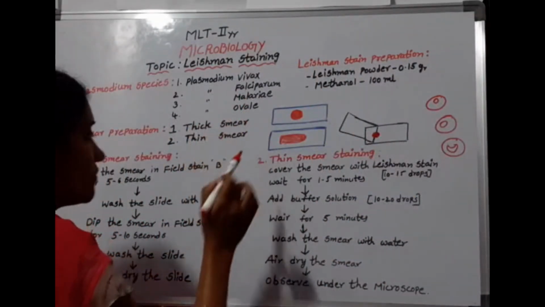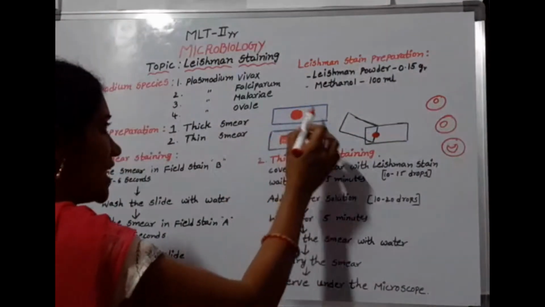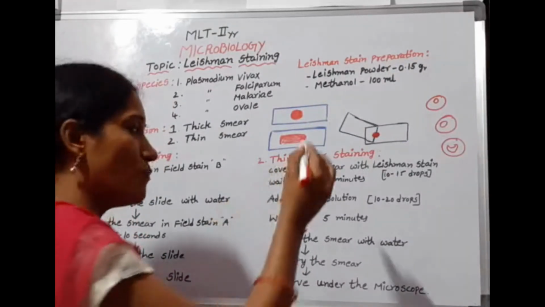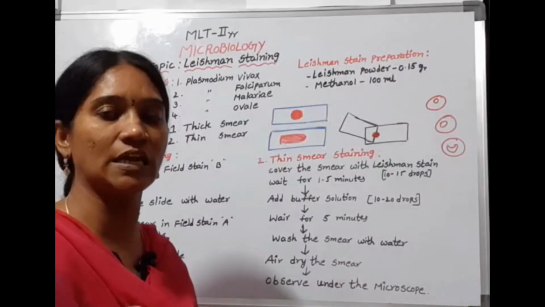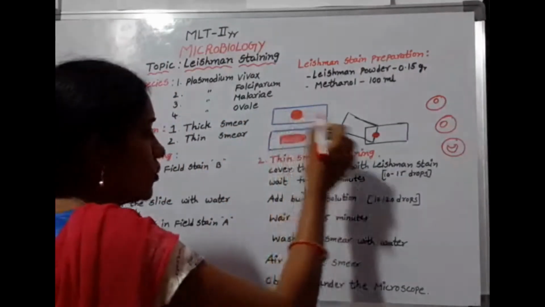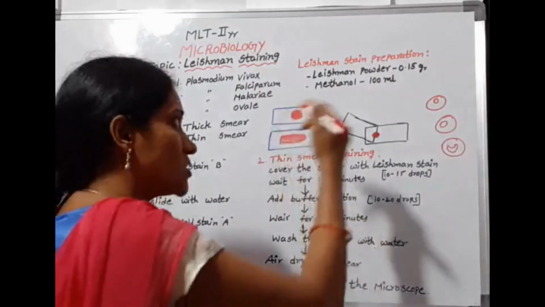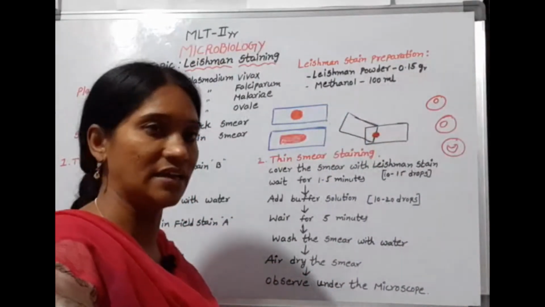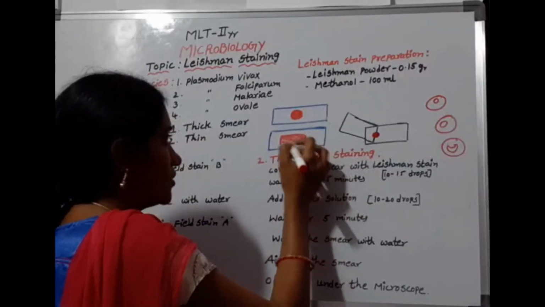For the smear preparation, we can follow two methods: thick smear and thin smear. For thick smear, we take a clean glass slide and add 1 or 2 drops of blood on the middle of the slide. It spreads only about 1 centimeter in diameter, so it is thick. For thin smear, the blood drop is taken on one side of the slide and spread using another slide. This slide is kept at a 45 degree angle, and after smear preparation it appears like a tongue shape.